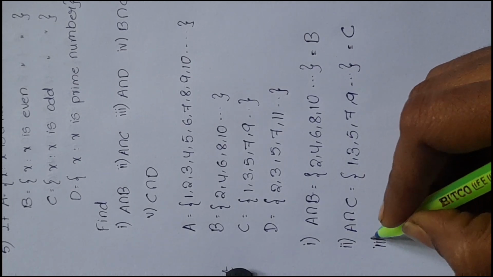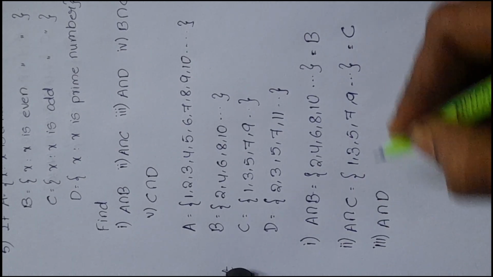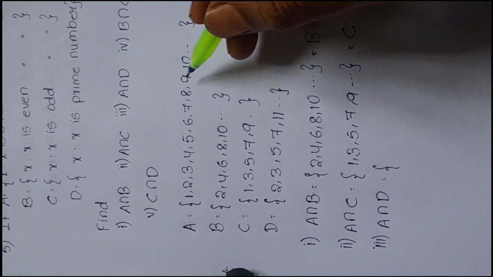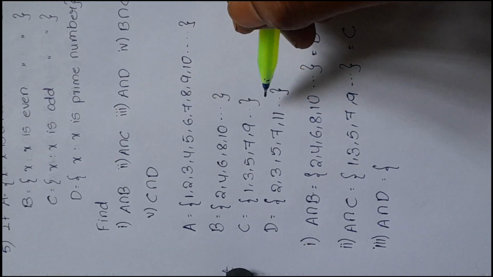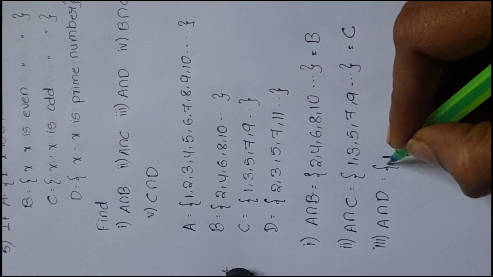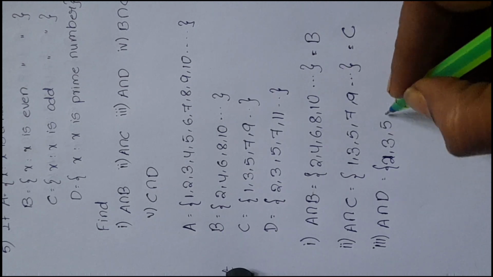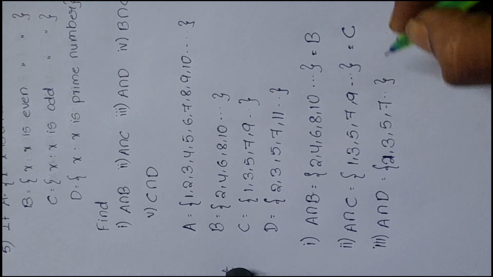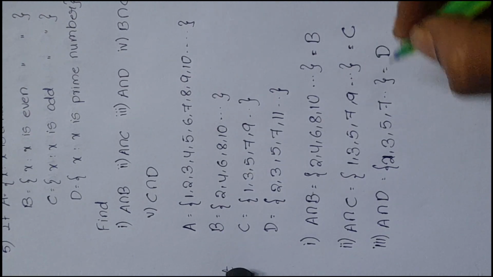Again, the third one is A intersection D is asked. We should take the common elements which are present in both A and D. That is 2, 3, 5, 7 and so on, which is D. The answer is D for this.